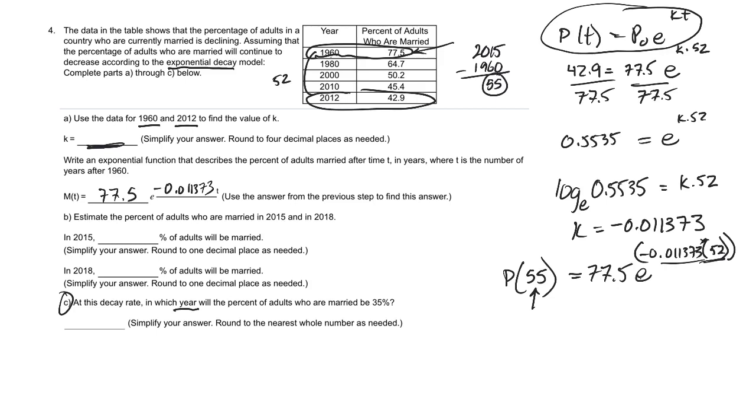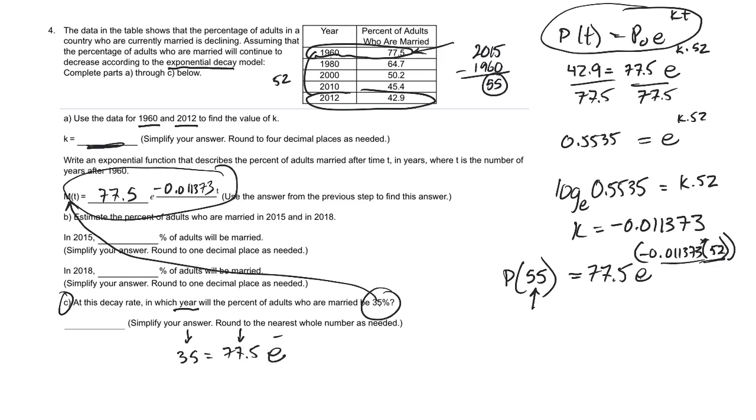They want to know what year the percent will be 35. So I'll use the same formula, but this 35 I'm going to plug in right there. So I'd have 35 is equal to 77.5. So this is where it starts, this is where it ends. E to the negative 0.011373 times t. And then I'm going to have to solve for t.